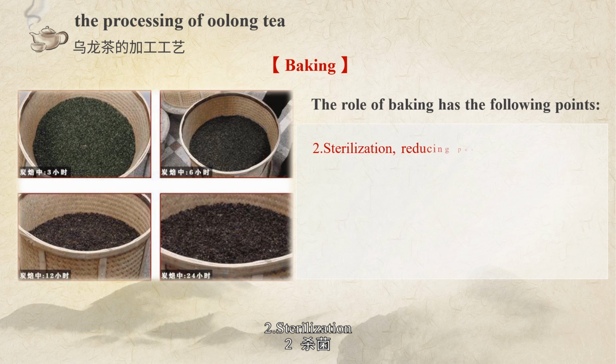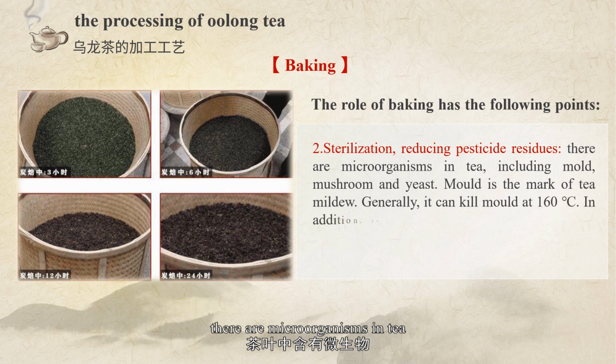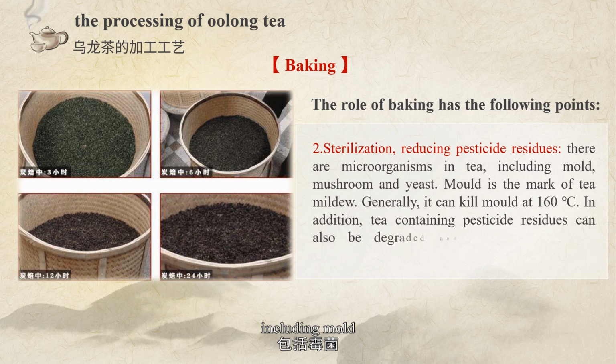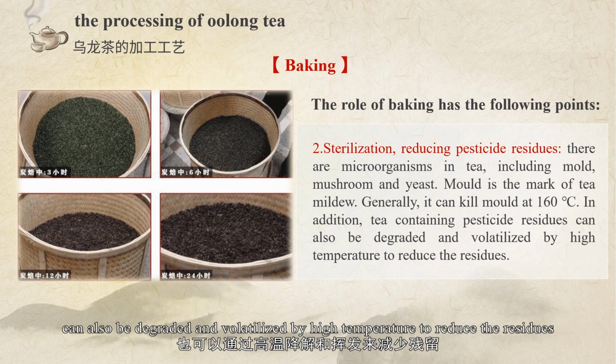Number 2. Sterilization, reducing pesticide residues. There are microorganisms in tea, including mold, mildew, and yeast. Mold is the mark of tea mildew. Generally, it can kill mold at 160 degrees. In addition, pesticide residues in tea can also be degraded and volatilized by high temperature to reduce the residues.